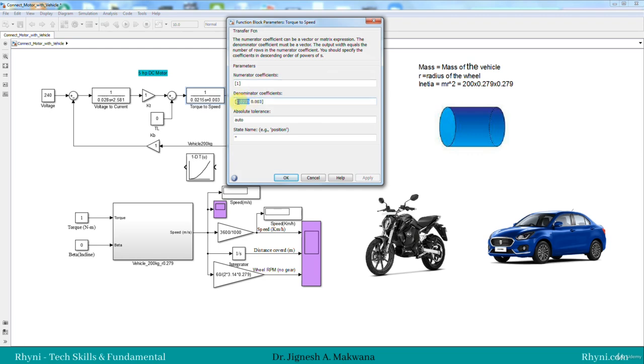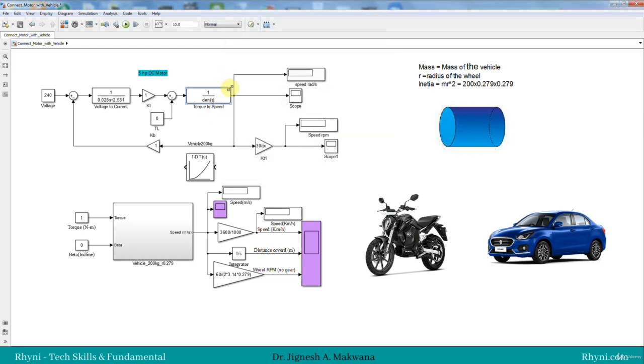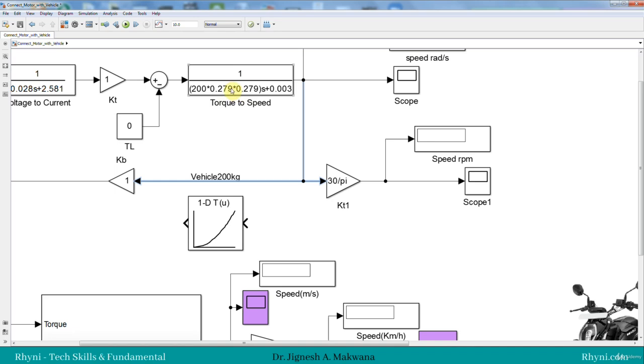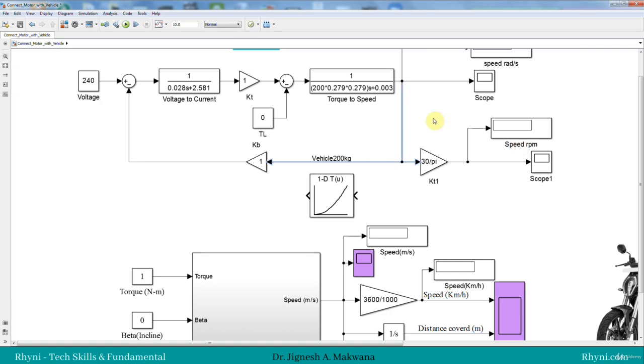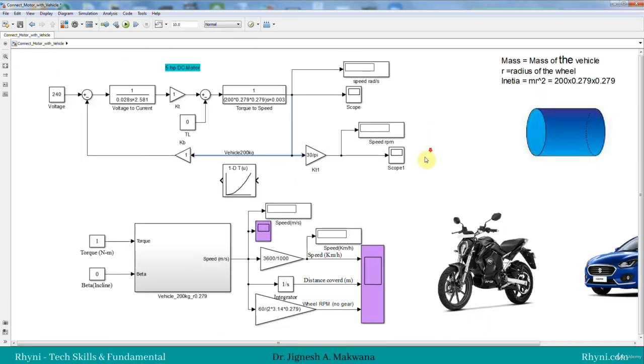So I am directly writing the equation: 200 into 0.279 into 0.279. This way we can also write it. So it will be our new J. Let's make it larger so it's visible. So this is the new inertia of the rotor instead of the old inertia. This is what the passive loading scheme is.